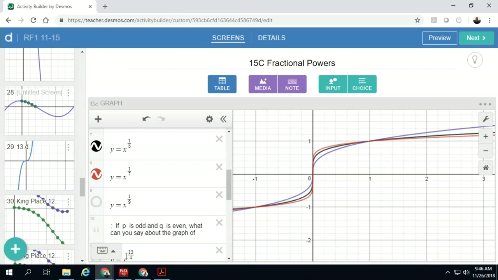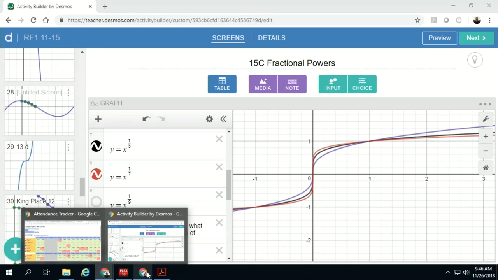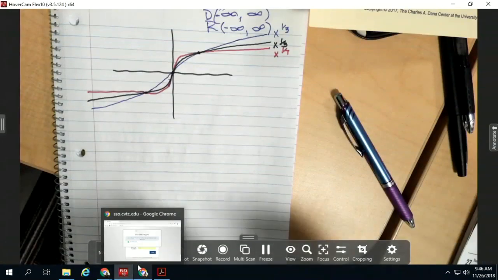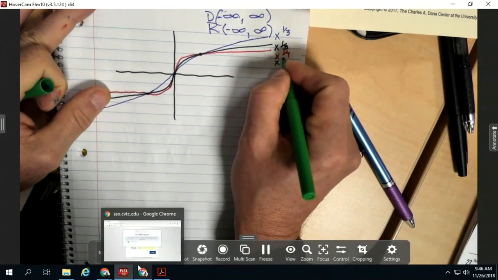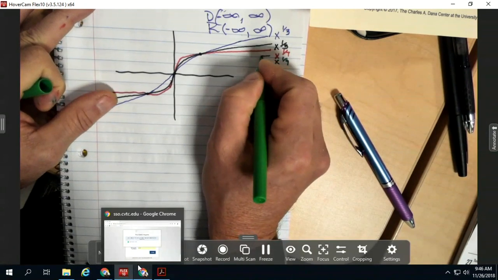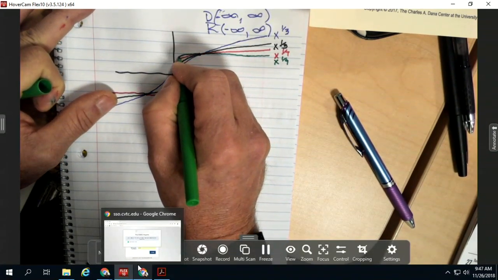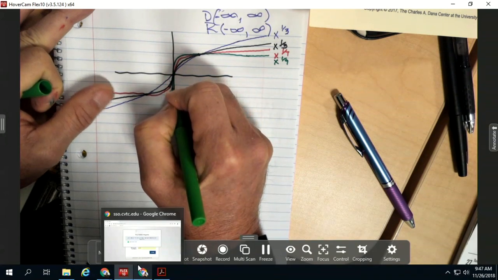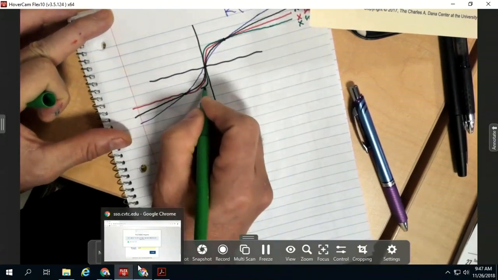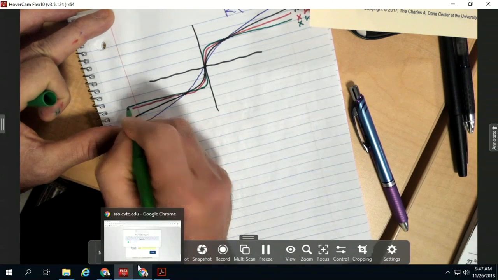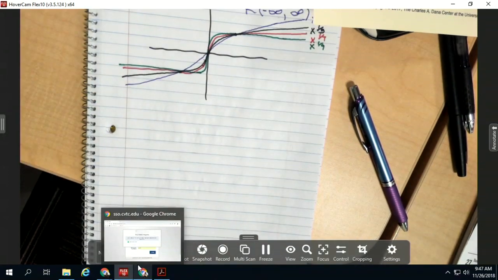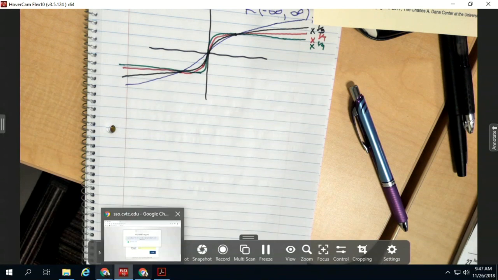And now it says, what would 1/9 be? Using what you know, what's 1/9? Well, it's going to be below 1/7 there. Take the sharpest corner, come out the sharpest corner, and make sure it's above the x to the 1/7.